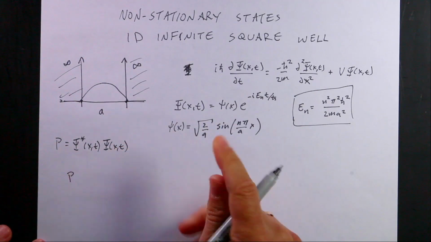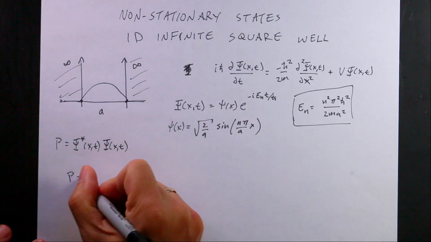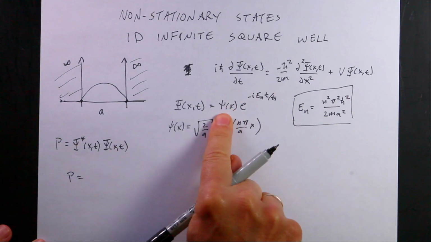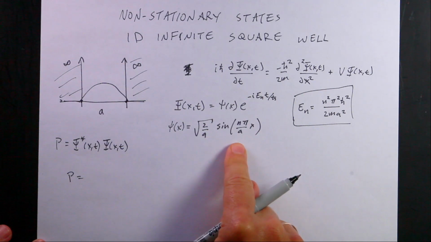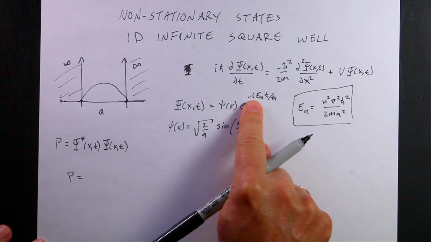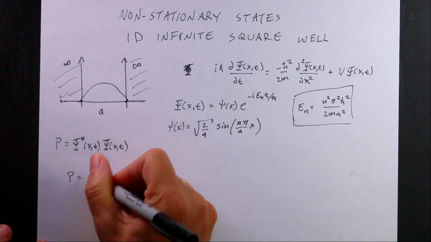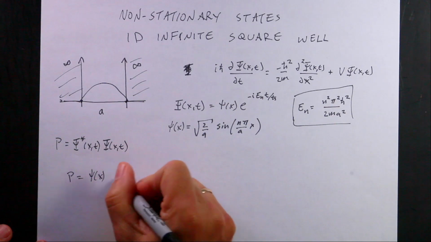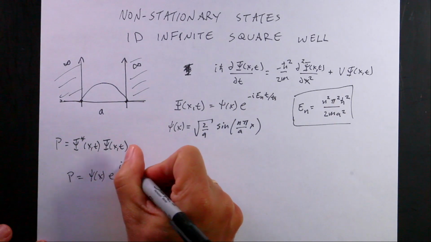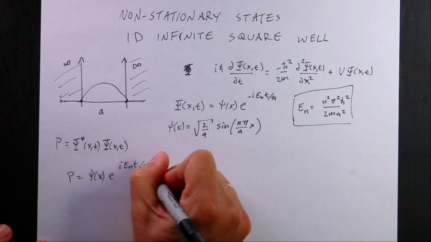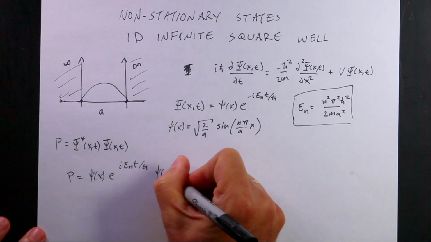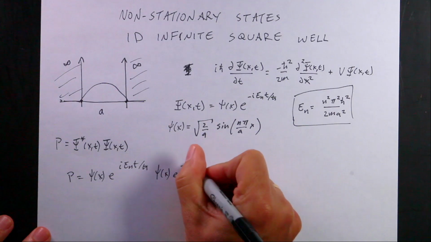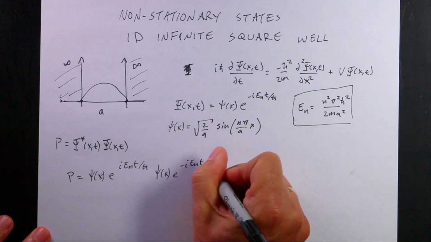So let's just put this together, and I'm going to take the complex conjugate. P is going to be equal to this. The wave function here has no imaginary numbers in it, so I don't have to take the complex conjugate of it. I just need to take the complex conjugate of this, so instead of minus i, I'm going to put plus i. So I get psi of x e to the i E_n t over h bar, and then I'm going to take just the normal wave function, which is psi of x e to the minus i E_n t over h bar.